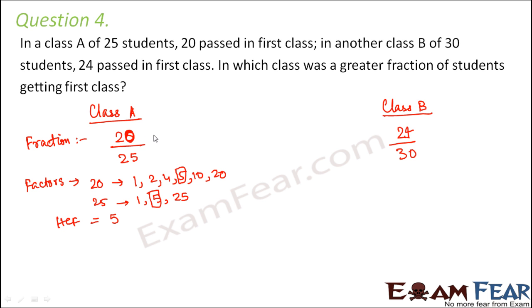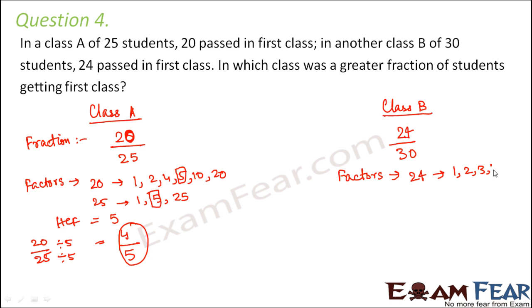So let us divide the numerator and the denominator by 5. You get 4 by 5. Now let us do the same thing for class B. In this case also, let's find out the factors first so that we can determine the HCF. The factors for 24 would be 1, 2, 3, 4, 6, 8, 12 and 24. And the factors for 30 would be 1, 2, 3, 5, 6, 10, 15 and 30.